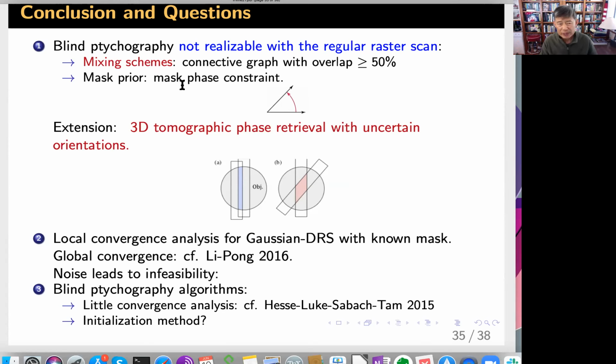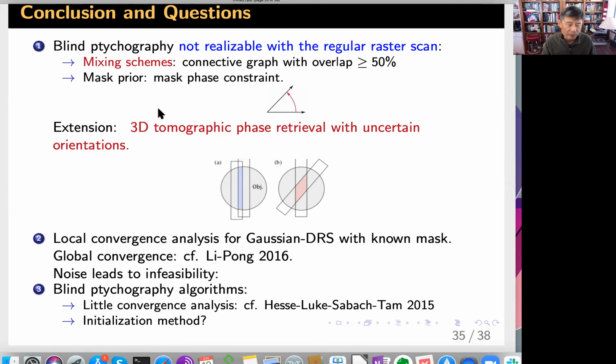This is probably the weakest point of the theory, that you need this mask prior. And how do you, in a given situation, come up with this mask prior, the constraint to find within the constraint your initial mask estimate? It is a very practical issue.